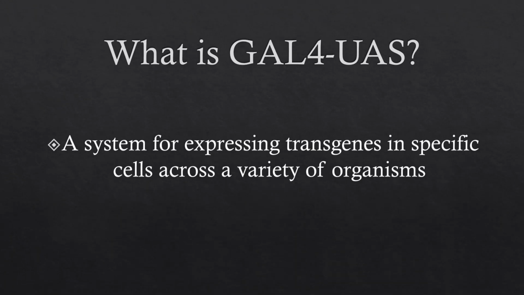What is GAL4 UAS? The GAL4 UAS system is a technique for expressing transgenes in specific cells and is employed in a variety of organisms. This presentation will first give some background on how genes are regulated and then go into detail on how the GAL4 UAS system works and why it is important.